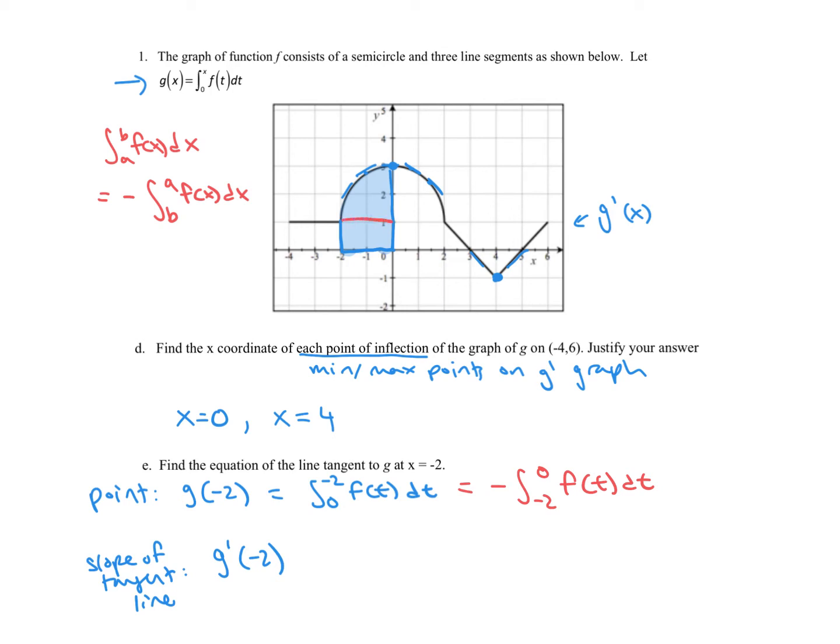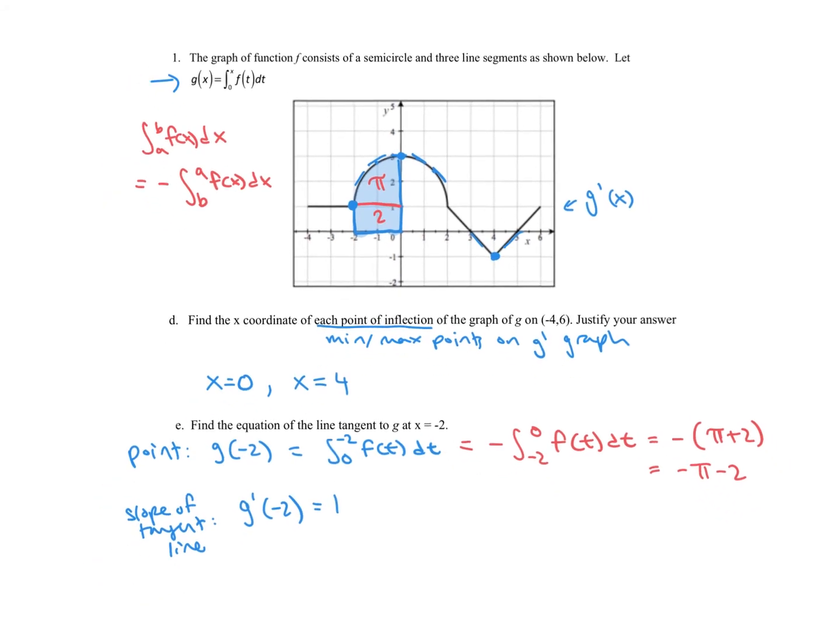This section right here, just like before, that's pi. This is 2, but it's going to be negative pi plus 2, or negative pi minus 2. Now for the slope of the tangent line, g prime of -2, since we are looking at a g prime graph, that's going to be the y-coordinate of the graph when x equals -2, and that y-coordinate is 1.